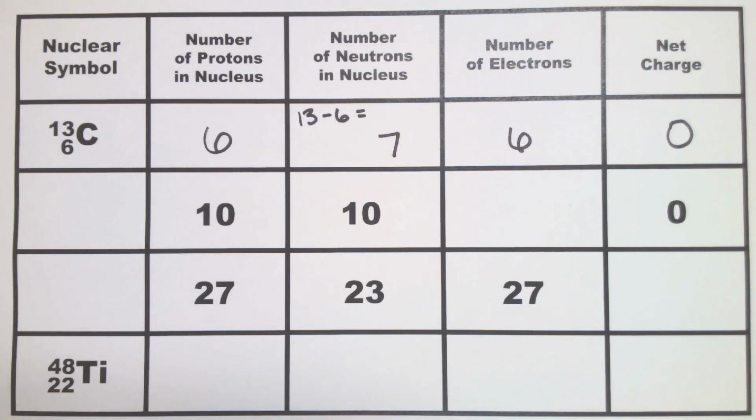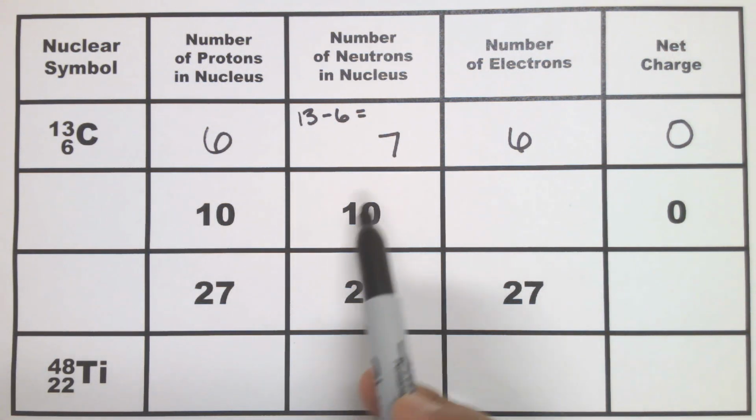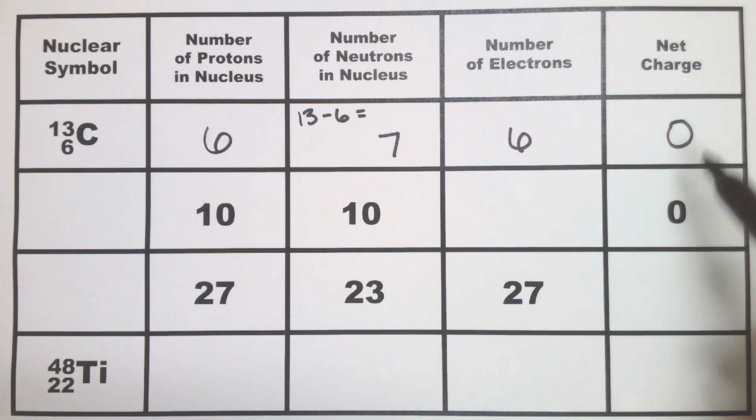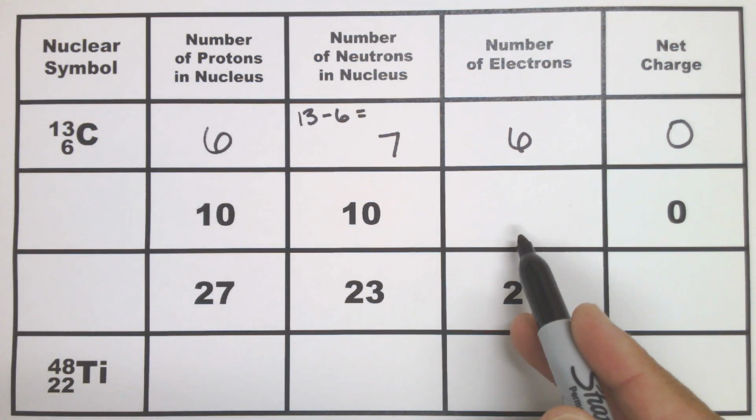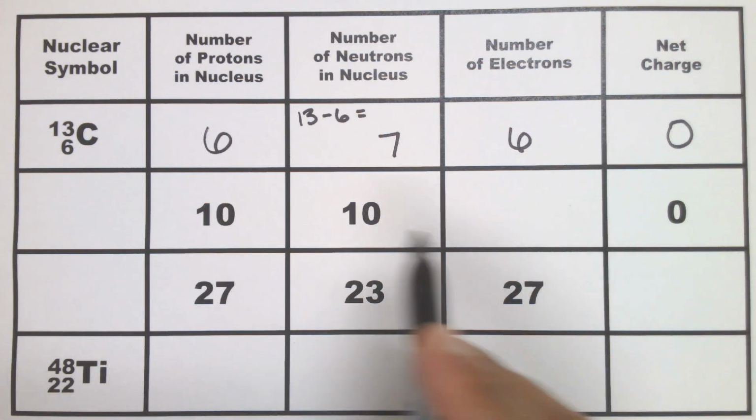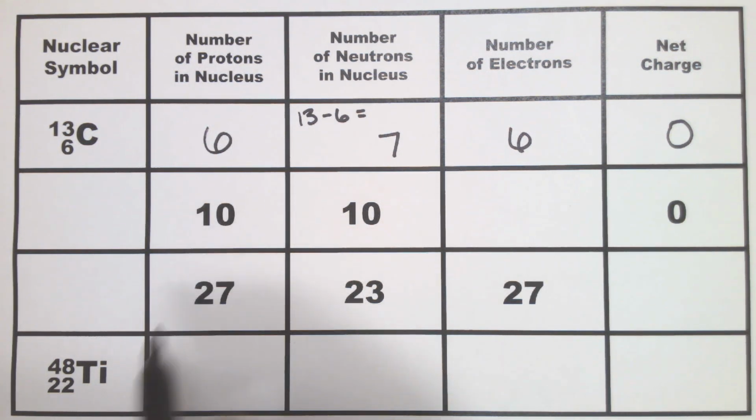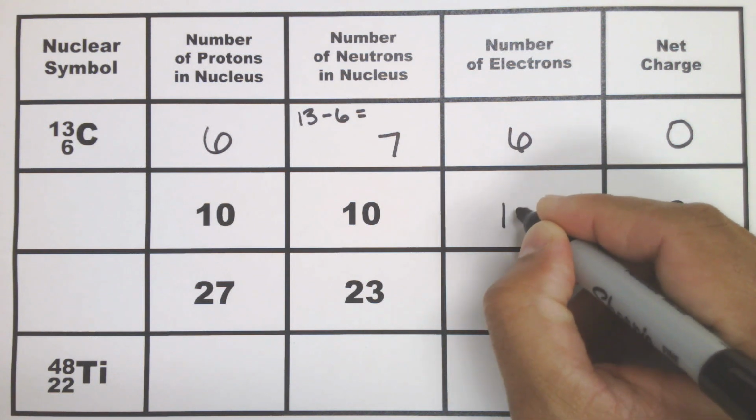In this case, we do not have the nuclear symbol. We need to go find it. We're also given the number of neutrons in the nucleus. We're given the number of protons and the net charge. I can start here. Because the net charge is 0 and there are 10 protons in the nucleus, that means there must be 10 electrons outside the nucleus.